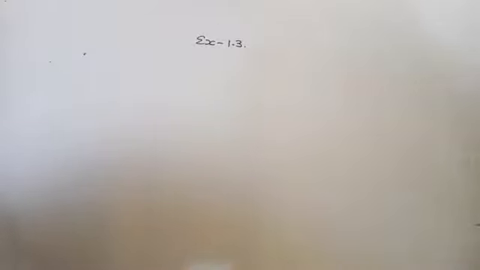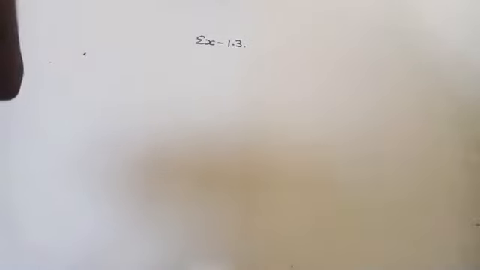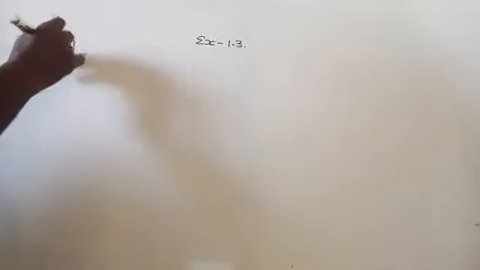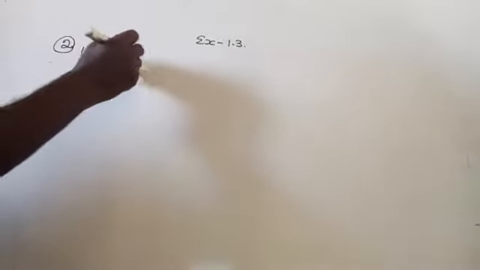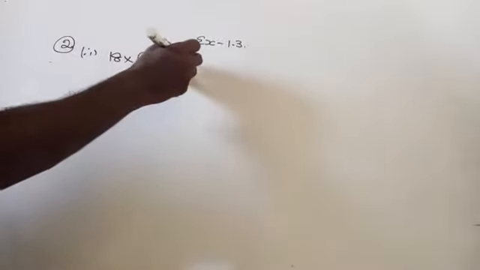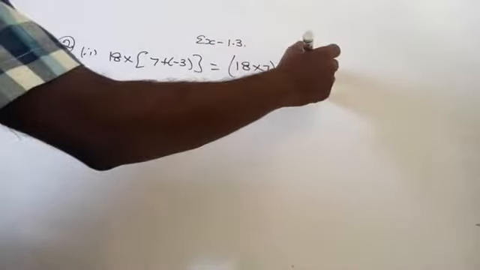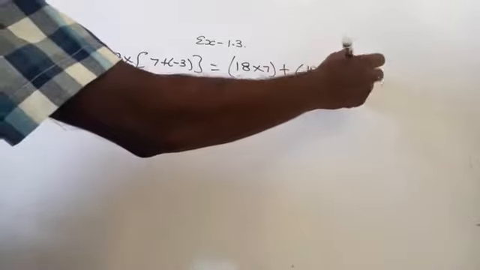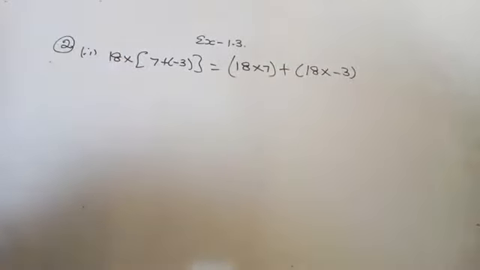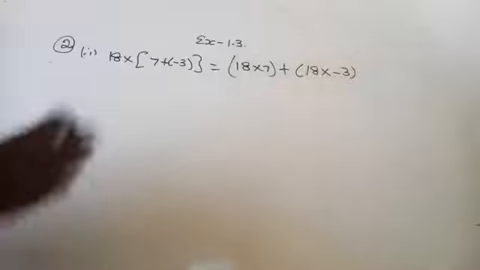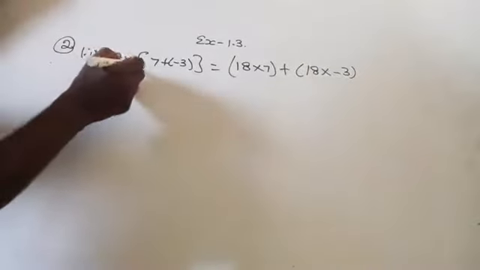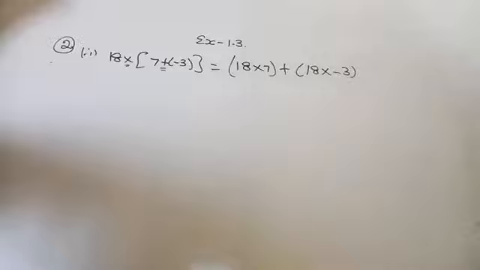Now, look at the second question. I think there are two parts in the second question. How many parts? There are two parts. First part is 18 into (7 plus minus 3) equals 18 into 7 plus 18 into minus 3. This is the distributive property of multiplication over addition.